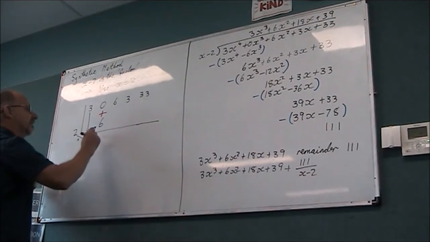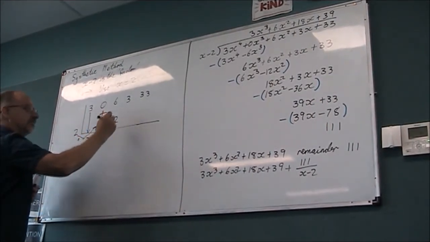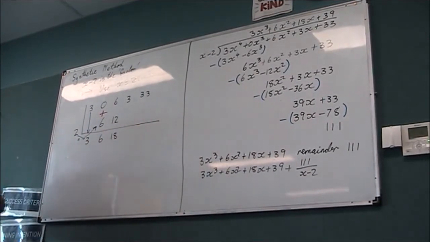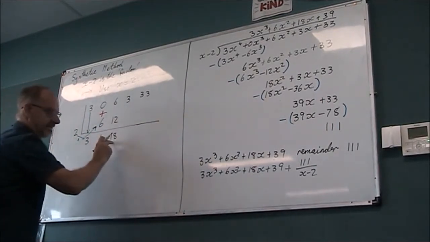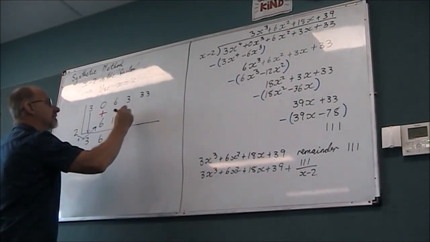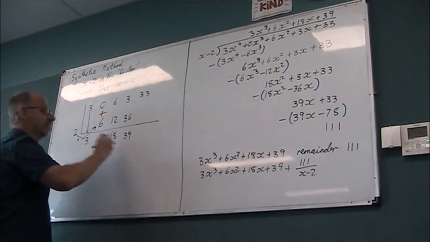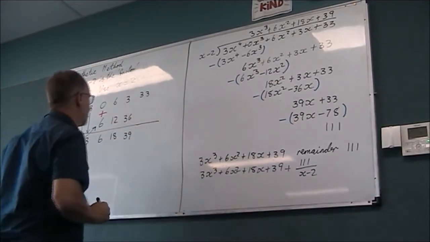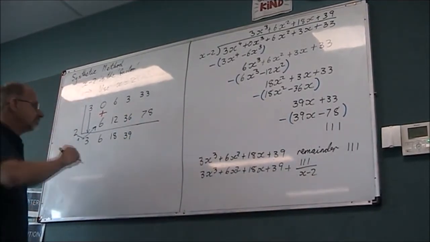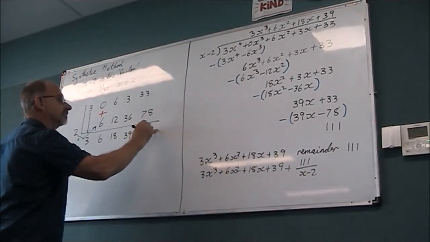And then we repeat that process. So 2 times 6 is 12, 12 goes here. 6 plus 12 is 18, that goes there. 2 times 18 is 36, so 36 goes there. We add 39, 2 39s are 78, aren't they? And then we have 111.